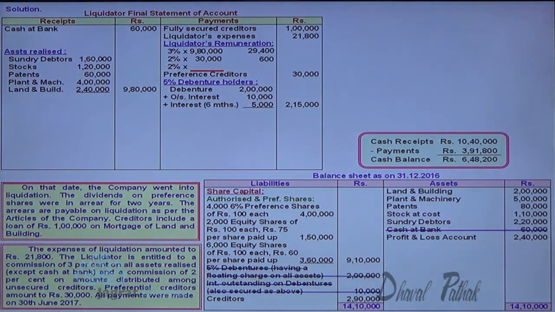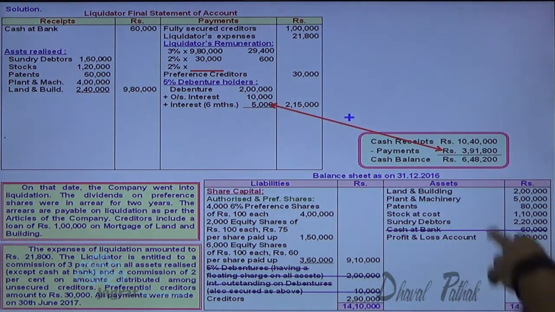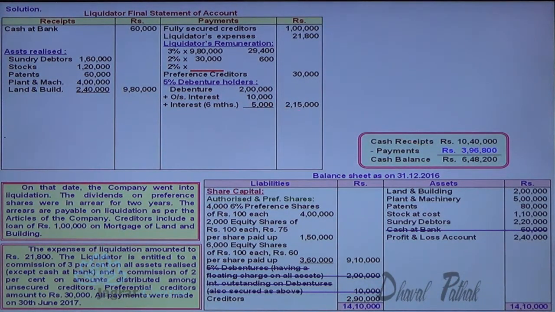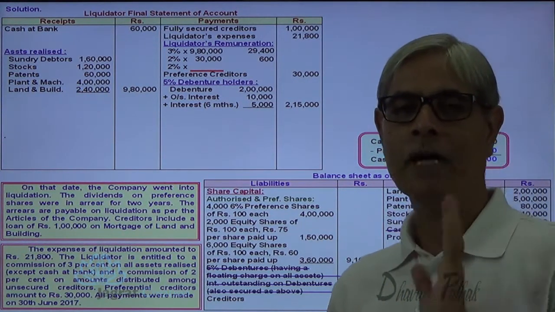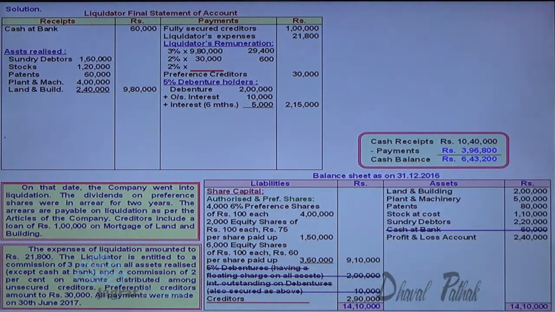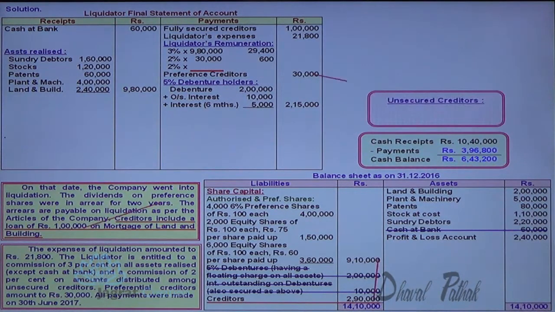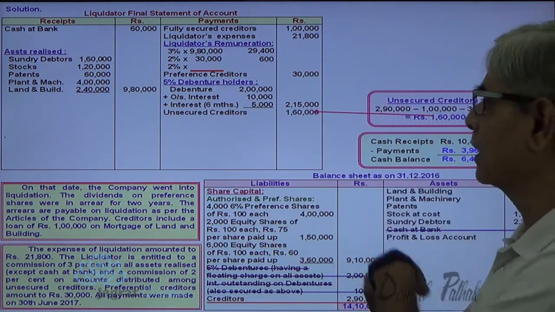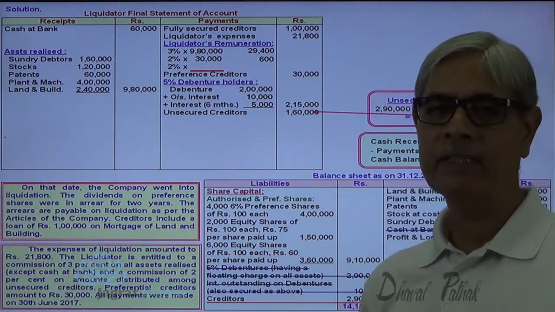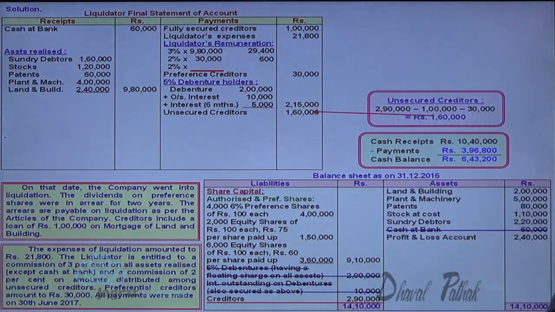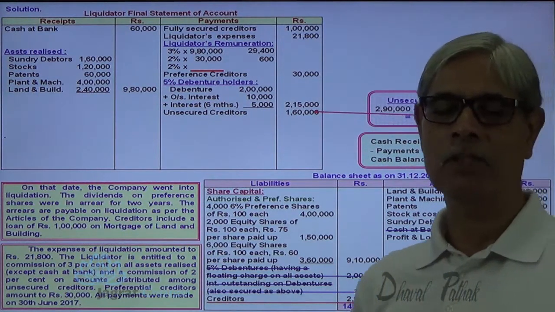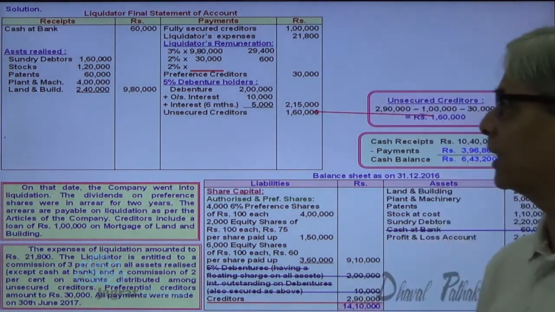So in light of that, how much is the cash balance? 391 plus 5,000, 396. And the cash balance available to me is 6,43,200. Now I should pay unsecured creditors. How much are the unsecured creditors? 2,90,000 minus 1 lakh minus 30,000. 1,60,000 are the unsecured creditors. So unsecured creditors could be paid totally from 6,43,200. So they are paid 1,60,000. We have got sufficient funds to pay unsecured creditors.